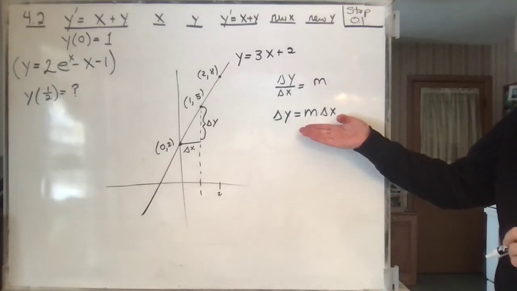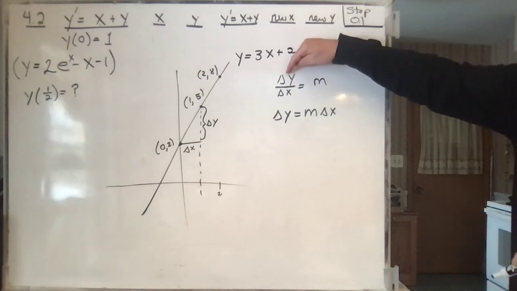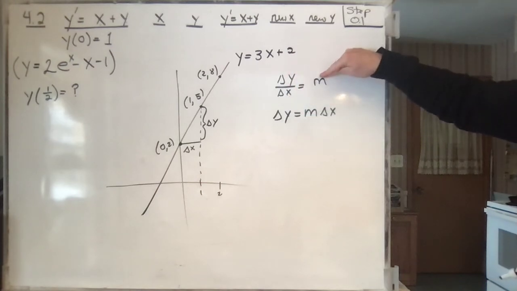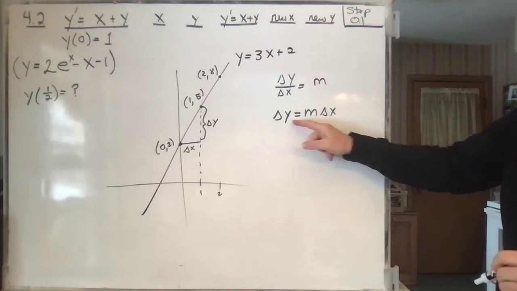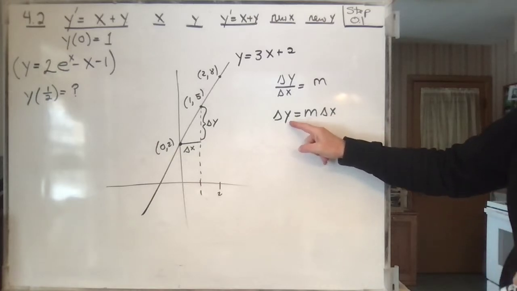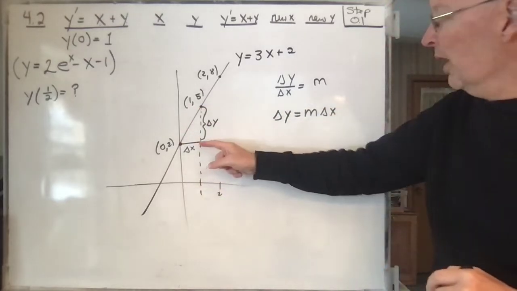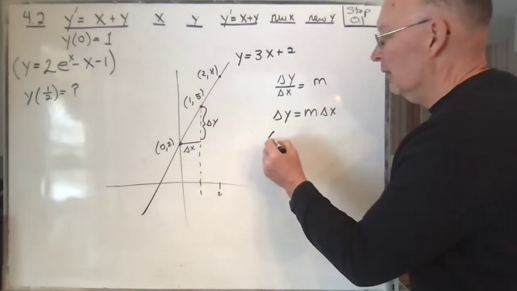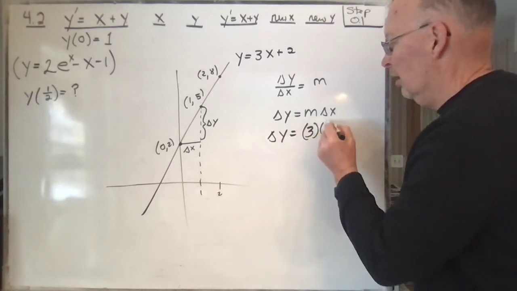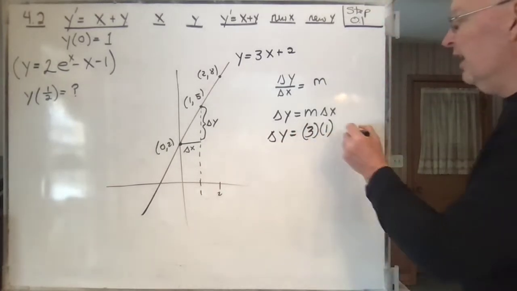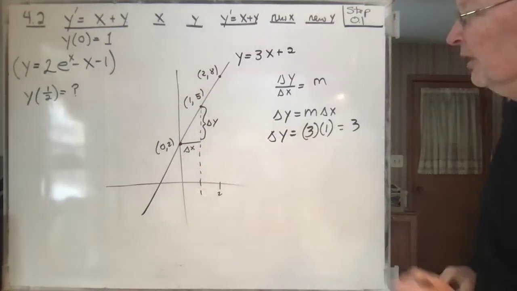So what's this one saying? If I know the change in y and I know the change in x, I can find the slope. This one is saying if I know the change in x and I know the slope, I can find the change in y. Agreed? So here, if the change in x is 1 and the slope is 3, then the change in y is going to be 3, right?